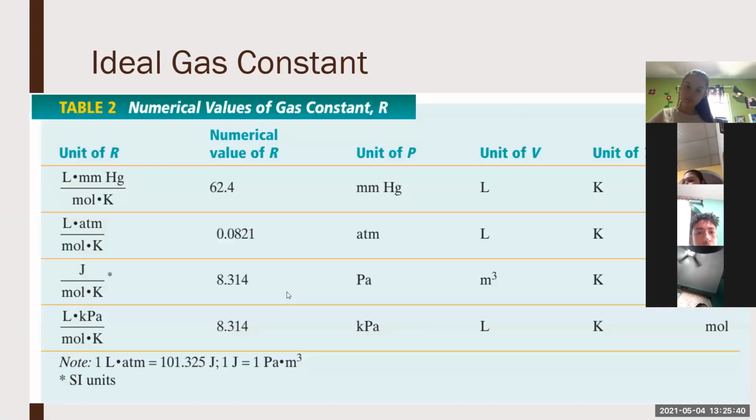Now, there are many other values that we can use for R. For example, if I give you units of pressure in millimeters of mercury, the value of R that you have to use is 62.4. But if I give you, for example, a pressure in pascals, you can use this number, 8.314. But make sure that you have everything you need, because the volume, for example, should be in cubic meters in that case. So it is very important that you notice all these things.